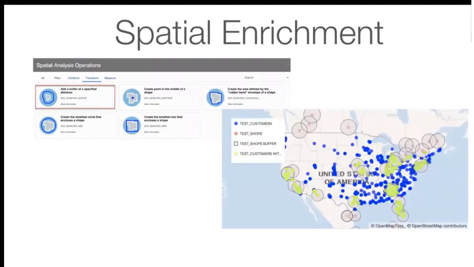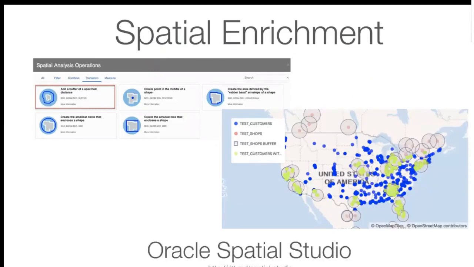If you don't need to do spatial enrichment, so if you need, for example, like in this case, to understand which are the customers that are less or more than 20 kilometers far from any shop of my company, you now have a tool called Spatial Studio, and there is a URL at the bottom of a blog post that I wrote about using Spatial Studio that allows you to do this kind of transformation in a visual way, and you can easily combine the results of any Spatial Studio query with Oracle Analytics Cloud.